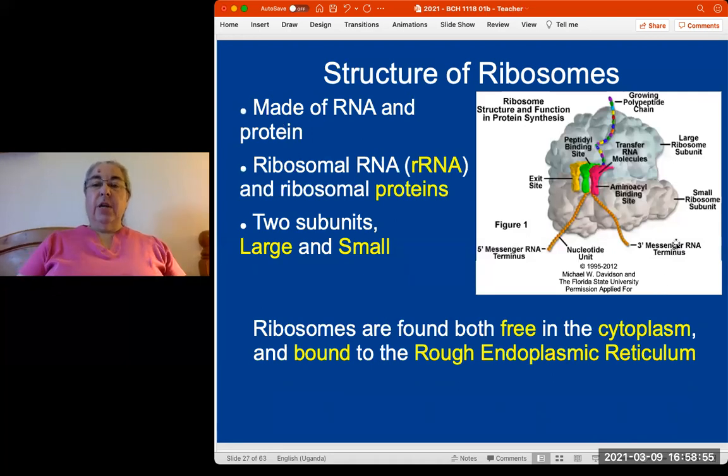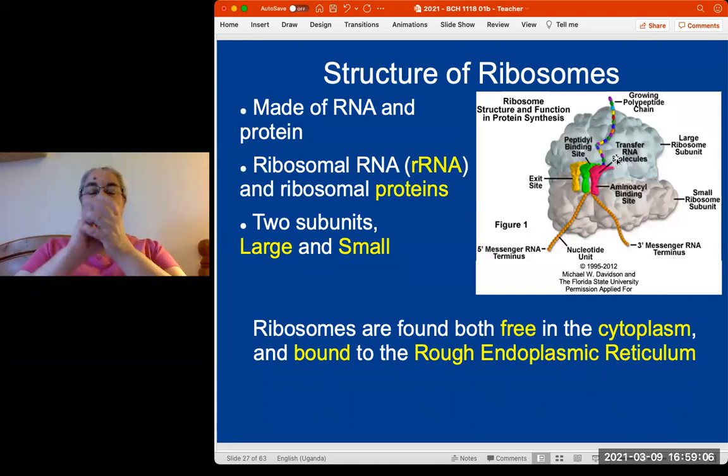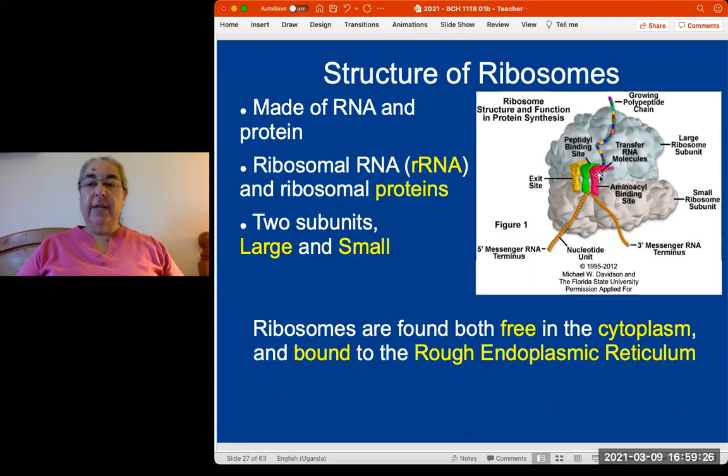Okay, so this is what a ribosome looks like. It's made up of RNA and protein, and these two things are sort of wrapped around each other to make one structure. A ribosome has two subunits, a large subunit and a small subunit, and in between the two, the messenger RNA can provide the information that's needed to make proteins.